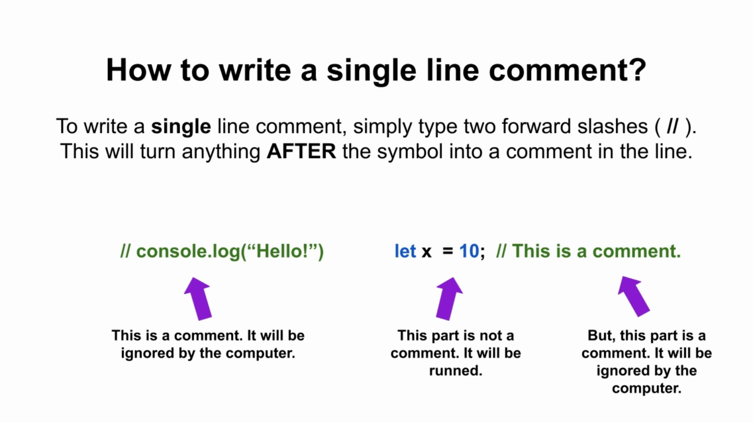So how to write a single-line comment? To write a single-line comment, simply type / twice. This will turn anything after the two forward slashes into a comment in the same line. The key words are after and same line. With comments, we can write a note to other programmers. We can even comment out a line of code. If we comment out a line of code, that line of code will not work.